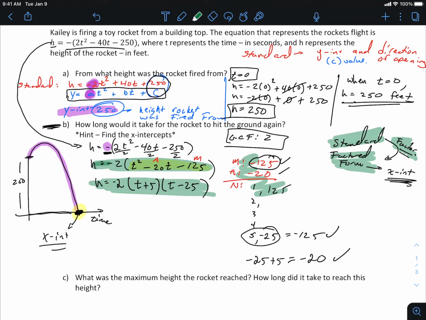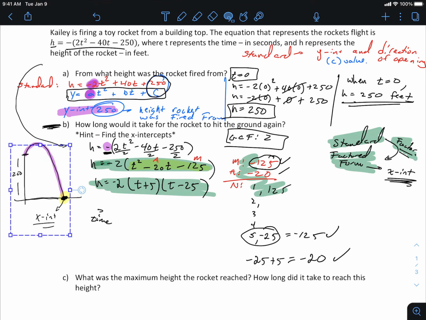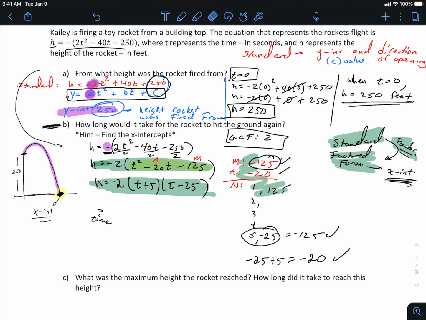So now you guys are able to say, okay, I'm going to shrink this down because I think it's kind of in the way a little bit. Now you say, okay, well, what are my x-intercepts? Well, one of them is at t plus 5, so negative 5 and 0 is one of them. And what about over here? Remember, it always takes the opposite sign. t equals 25. So we're at 25 and 0.